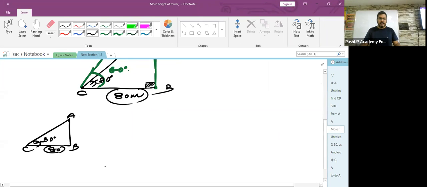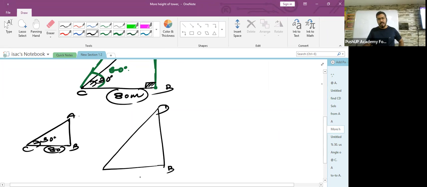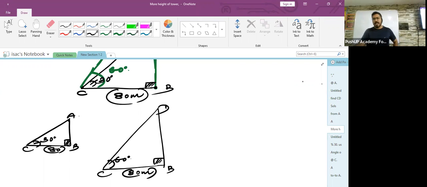And the next one is the bigger triangle, which is the next triangle, triangle DBC, DCB, yeah, where this angle is equal to 90 and this angle is equal to how much? 60 degrees, where BC remains the same, 80 meters. Now, I have drawn both the triangles separately.